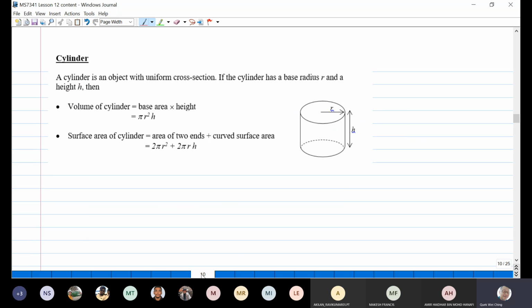How to find the surface area now? Surface area in this case for this cylinder has two pieces, one on top, one below. On top here is pi r squared, below is pi r squared. So that is why you get two times this, pi r squared plus pi r squared, top and bottom.